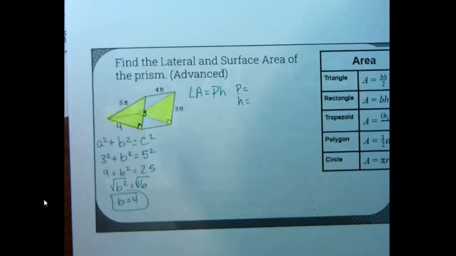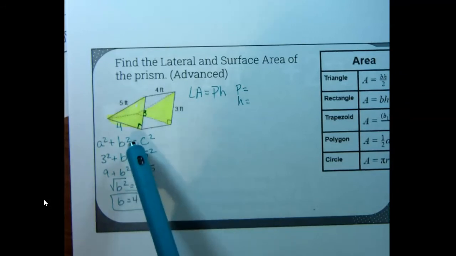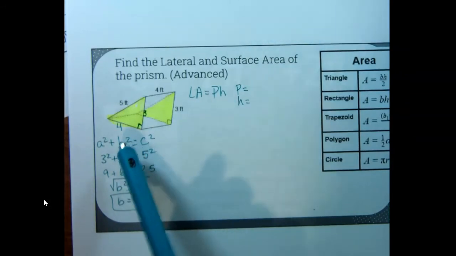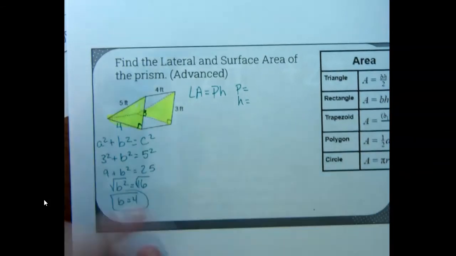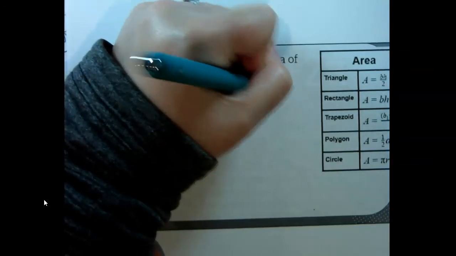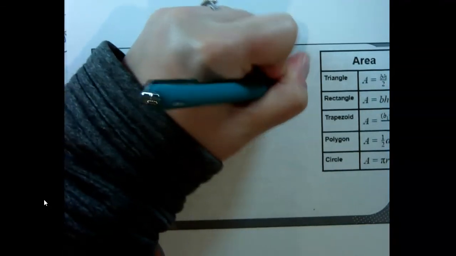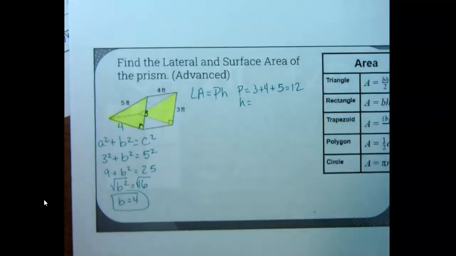There will be some homework problems like this where it specifically asks for the length of that side first, and it'll be clearly marked. And then you'll have to determine the total surface area after that. All right, we are ready for our perimeter. So 3 plus 4 plus 5, and that's going to be 12.